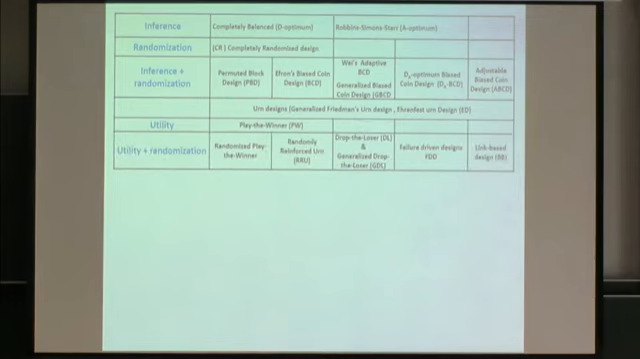Now, utility plus randomization, we get the randomized play the winner. We get the randomly reinforced urn, but I think you used another expression, randomized reinforcement urn, but I mean the same one. Drop the loser, generalized drop the loser, some failure-driven designs by Atkinson and Biswas, link-based designs. These are all motivated by two purposes, randomization and gain.